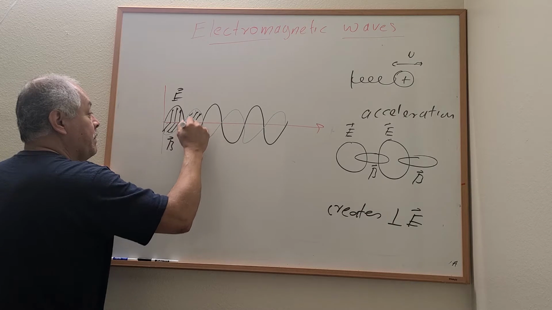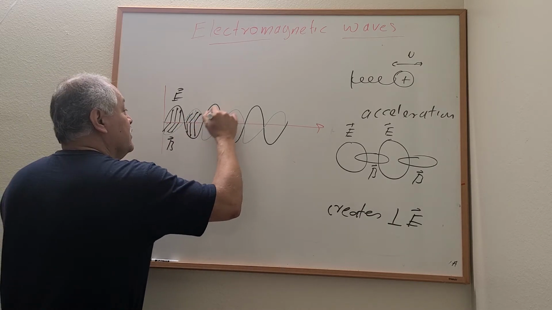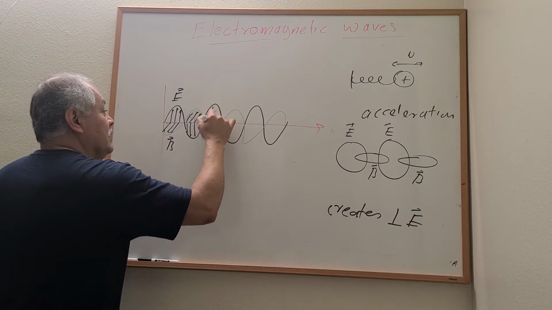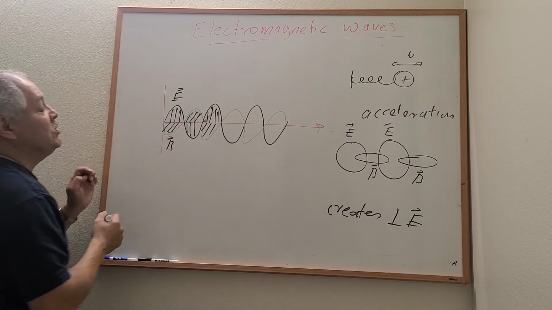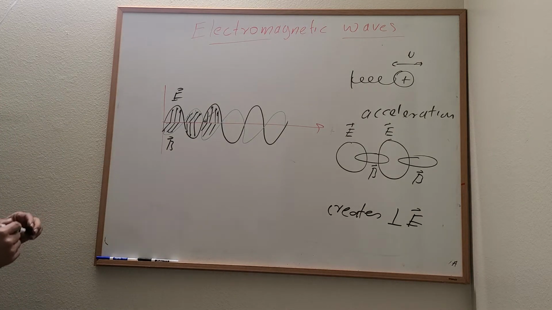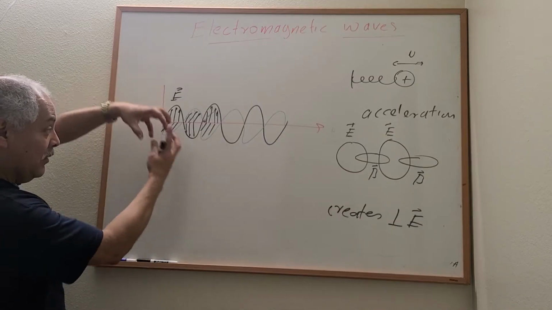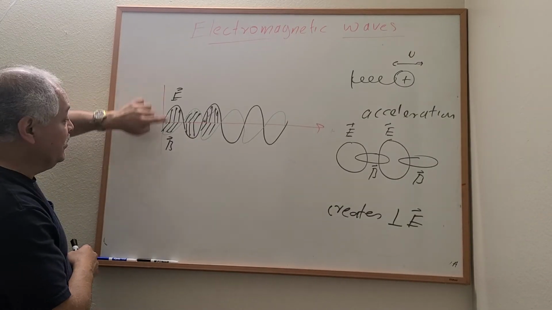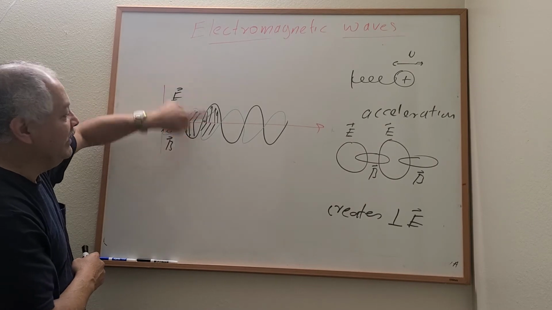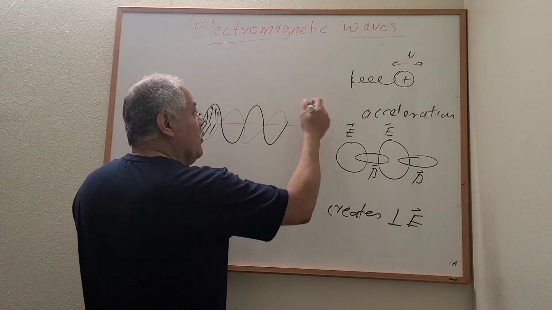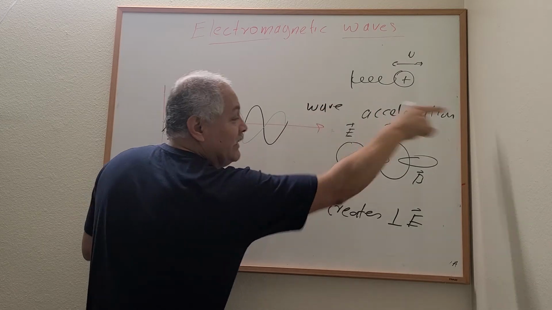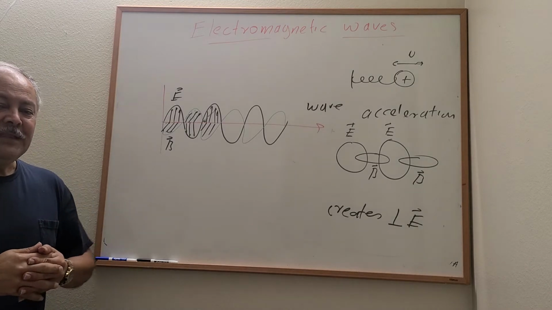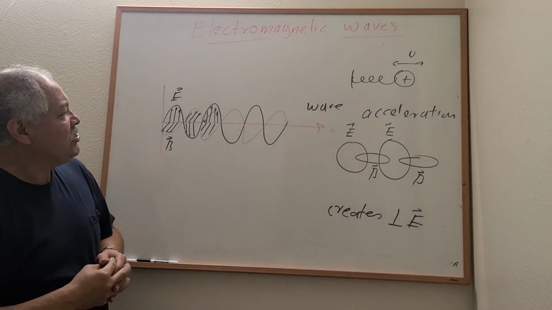Perpendicular, right? These are perpendicular again to this one, and so on. So we create again the electromagnetic waves. It's a combo of the electric and magnetic fields. A changing electric field produces a change in the magnetic field, and a change in the magnetic field produces an electric field, and so on. And this is the direction of the wave. The wave propagates in that direction. Got it? Okay, perfect.